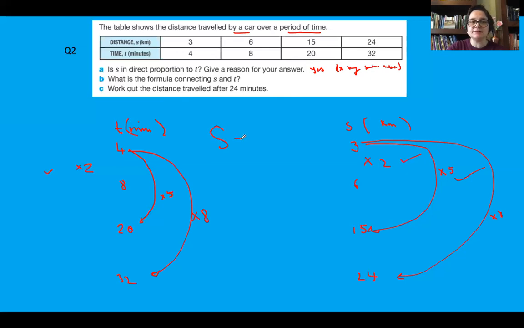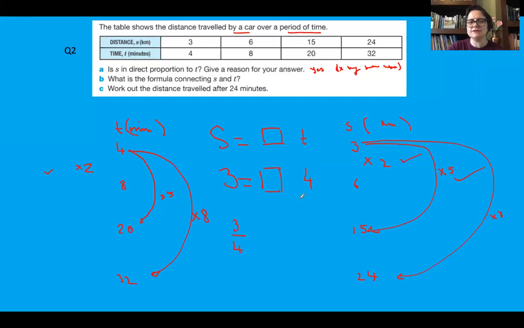Now, what is the formula connecting S and T? S is in direct proportion to T, so we need to find that coefficient that goes in the middle to link S and T together. As you see, if S is 3, then T is 4. So what number multiplies the 4 to get to 3? In this case, we divide both sides by 4, so we have 3 divided by 4.